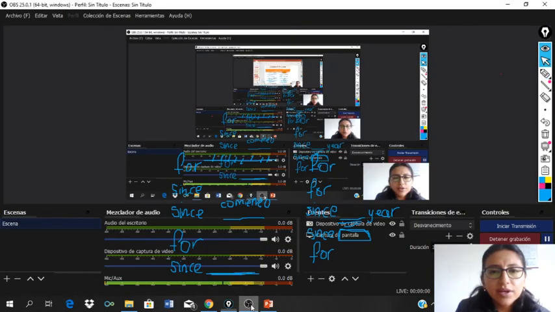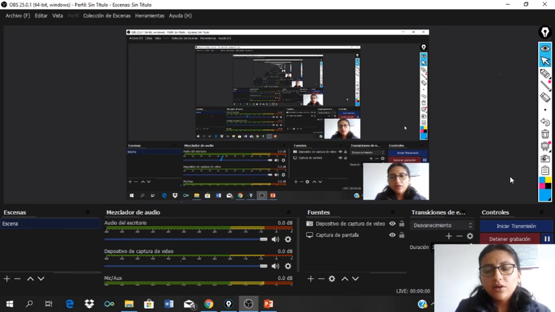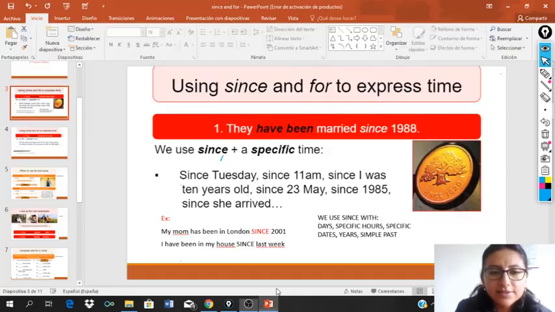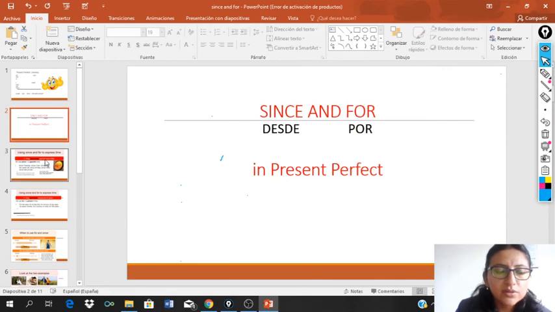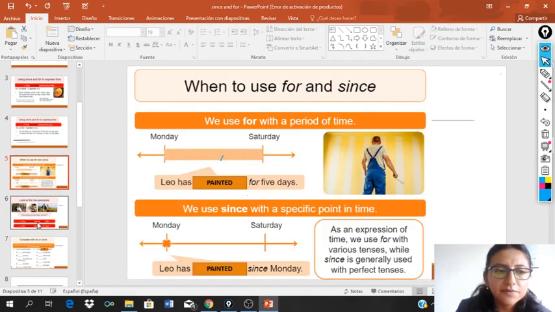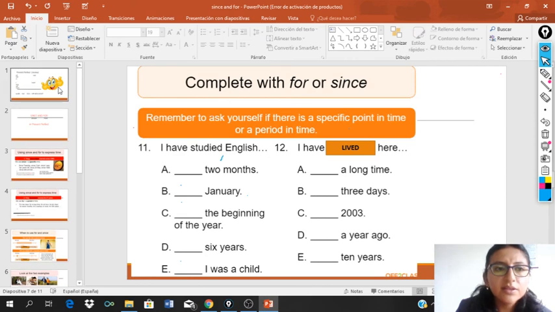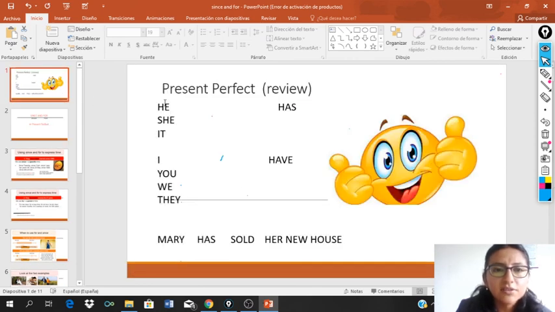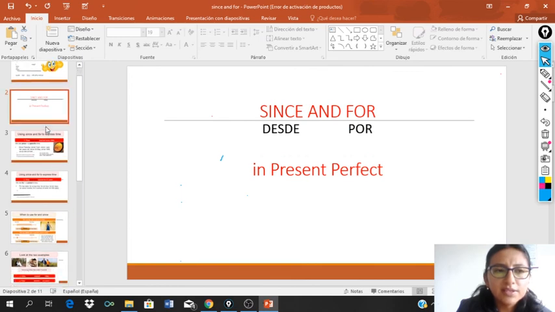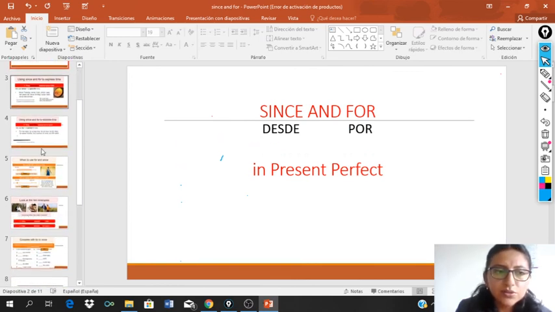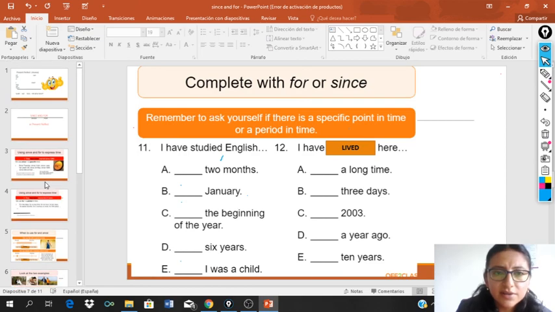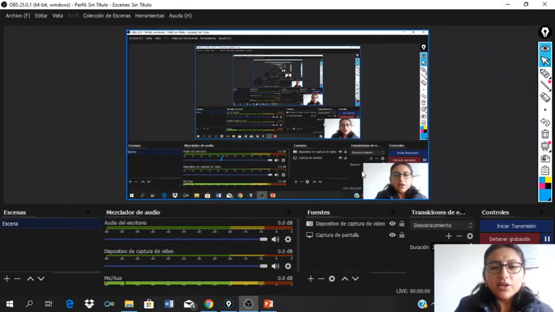Now I'm going to leave you the homework. Okay, I'm going to send you the homework on Wednesday. Today the homework is only to copy the slides into your notebook. Remember, you have to copy slide number 2, 3, 4, 5, 6, and 7. Slide number 1 you're not going to copy because it is only a review. You have to copy the slides from slide number 2 until slide number 7. Okay?